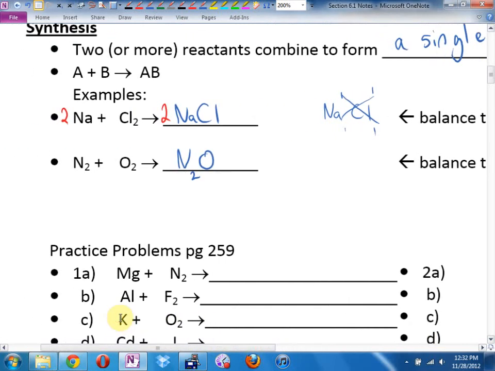If we balance this, so here's my final product. I didn't know that it was going to be N2O. If we balance this, well, let's see. What do we need? Put a 2 here. That gives me 2 oxygens and 4 nitrogens. Here I have 2 oxygens and 4 nitrogens.